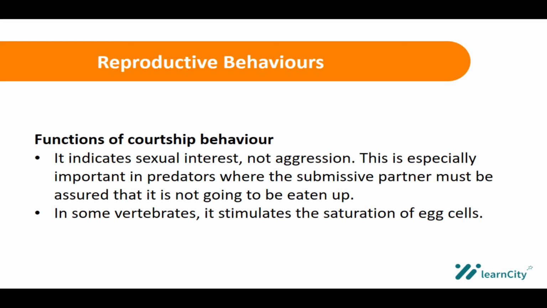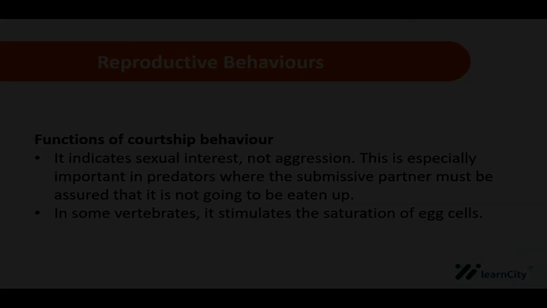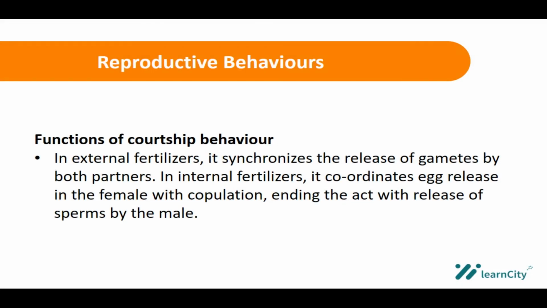Also, in some vertebrates, courtship behavior initiates the saturation of egg cells. So it helps the saturation of egg cells. Another function of courtship behavior is that in external fertilizers, it synchronizes the release of gametes by both partners. It helps to ensure that gametes are released at the same time by both partners.